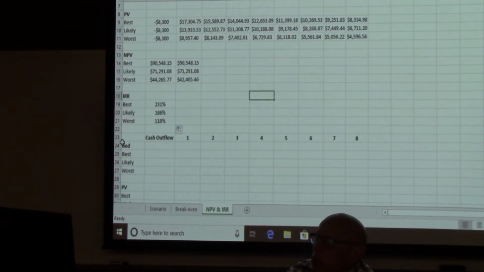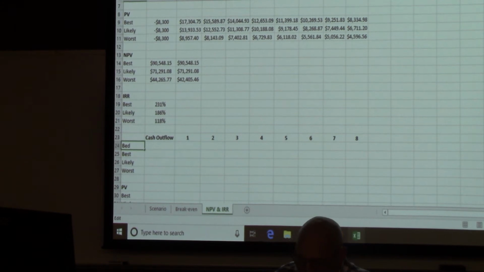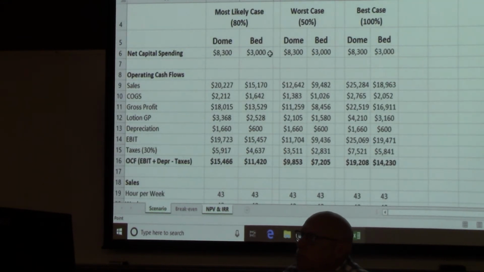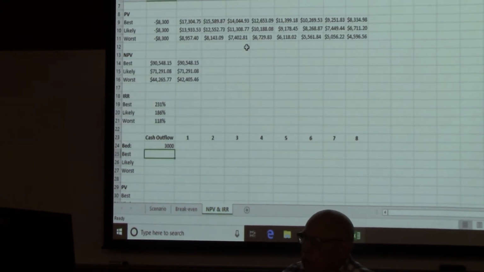Now let's do the bed. So we're going to go ahead and do this for the bed and see how it works out for us. So the cash outflow is equal to the $3,000, and we'll go ahead and format it this way, and we want that to be a negative number, so we're going to multiply it by -1. There you go.